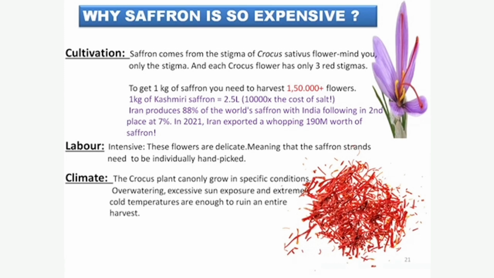And the third one is the climate. The crocus plant can only grow in specific conditions, and sometimes overwatering, excessive sun exposure, or extremely cold temperatures can ruin the entire harvest.